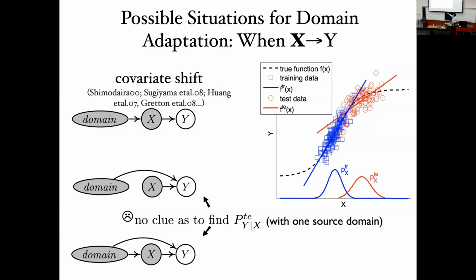But if you allow P(y|x) to change, in this case, you have no idea. You cannot solve the problem. If X causes Y, and if Y given X can change, you have no idea about Y. Because in the target domain, you don't have the Y information, right?